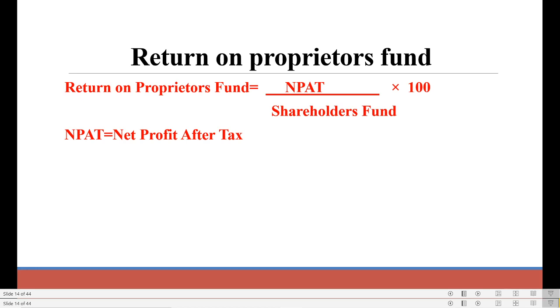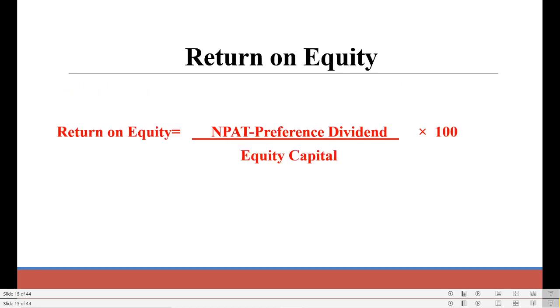So numerator is NPAT, that is net profit after tax. That is the amount which shareholders are going to receive. Again into 100 because we want the answer in percentage. These profitability ratios are expressed in percentage always. Next is return on equity.